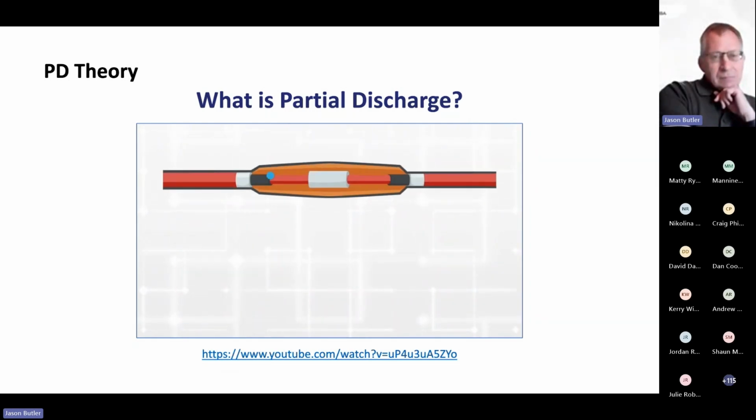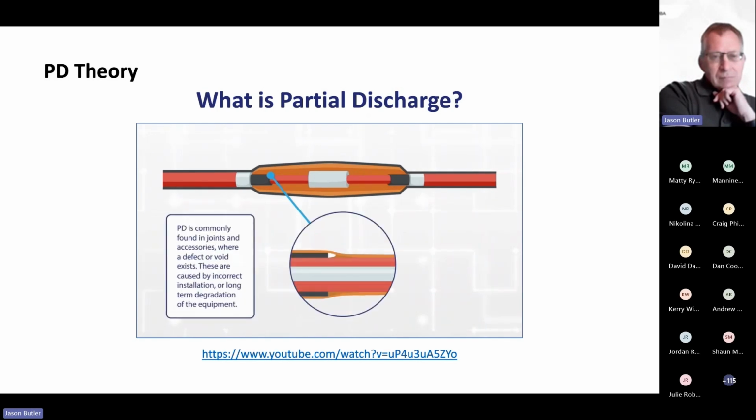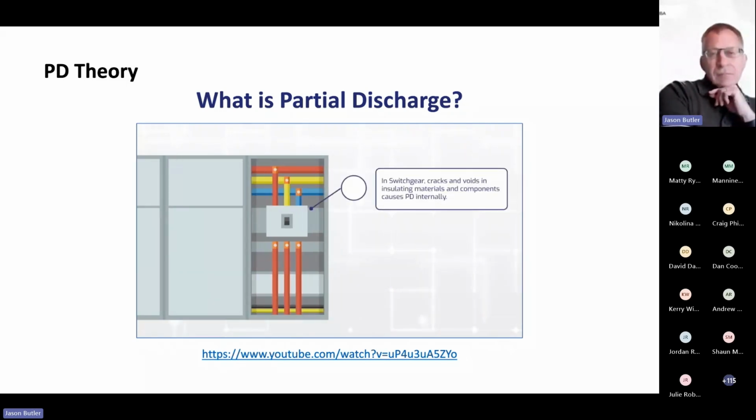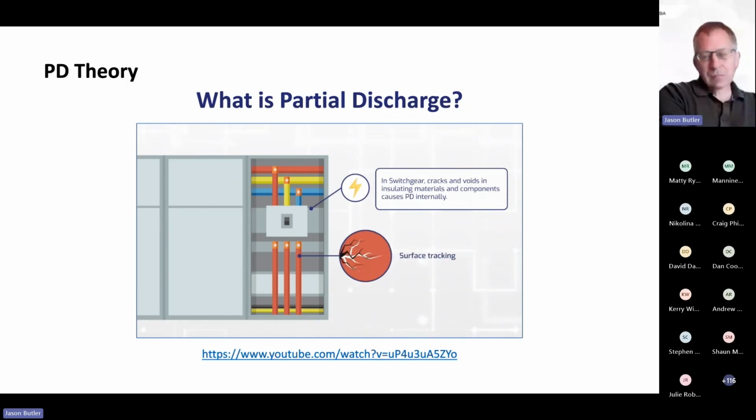In high voltage cable systems, PD is commonly found in joints and accessories, where a defect or void exists. These are caused by incorrect installation or long-term degradation of the equipment. In switchgear, cracks and voids in insulating materials and components cause PD internally. Contamination on the outer surfaces or incorrect installation of insulators, bushings, and terminations will cause surface PD.